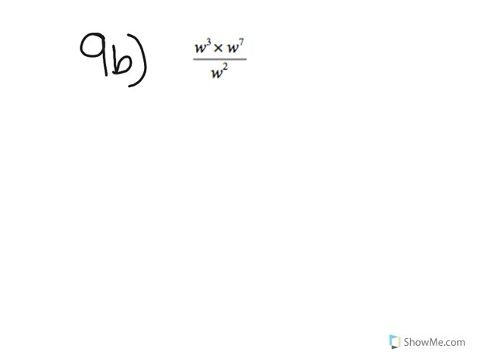So when you're multiplying exponents with the same base, meaning the same bottom number, in this case it's w, all you have to do is add the top number, the power. So add these two together. And if you're dividing exponents with the same base, you just subtract this number.